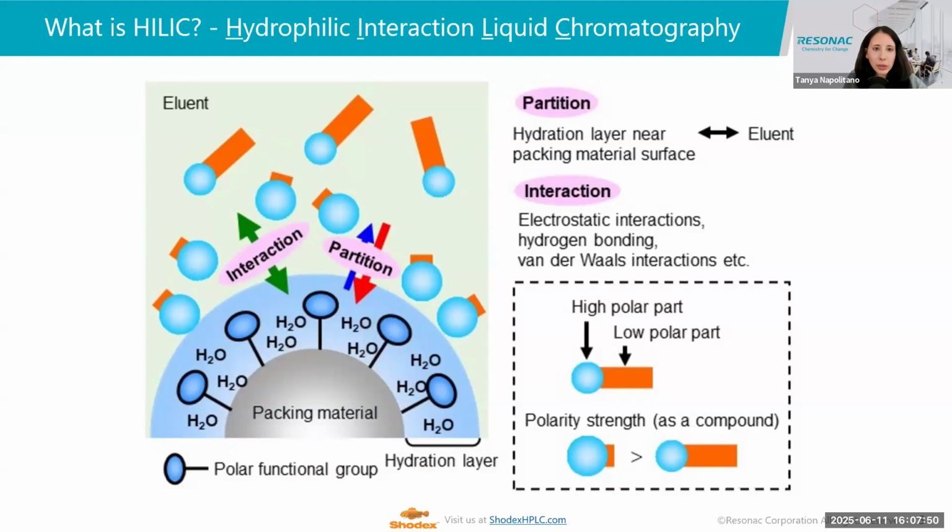There are two key mechanisms at play here. One is partitioning. Analytes move back and forth between the mobile phase and the water-rich layer on the stationary phase. And two is interaction. While in the hydration layer, analytes undergo hydrogen bonding, electrostatic interactions, and van der Waals forces with the polar functional groups on the packing material. The right-hand portion of this slide highlights that analytes with stronger polar character interact more intensely with the hydration layer and are retained longer. So the less polar compounds don't interact as strongly and elute more quickly.